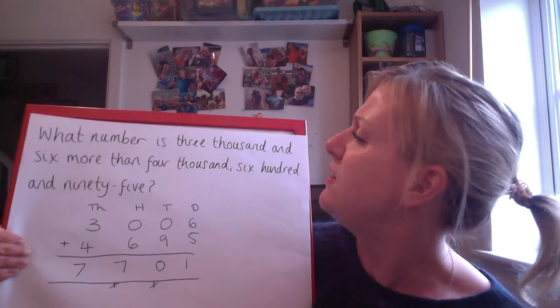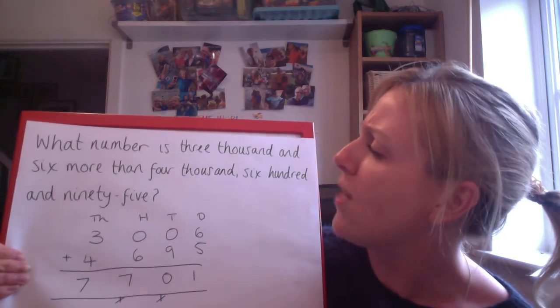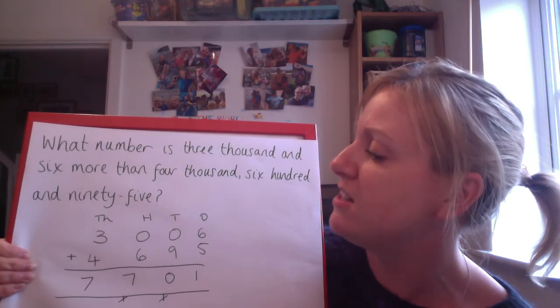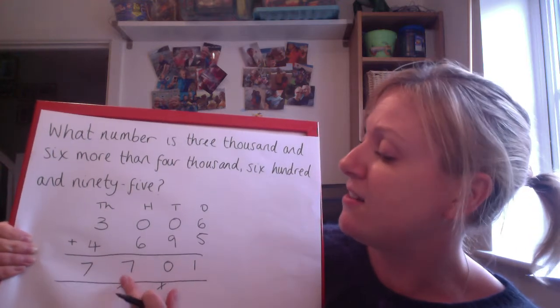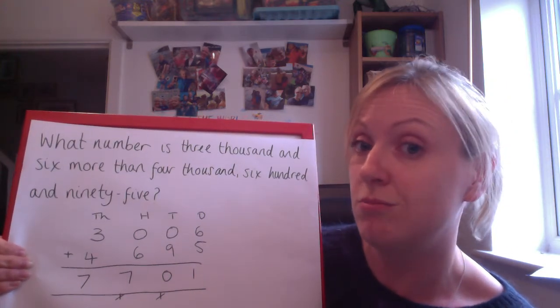So what number is 3,006 more than 4,695? It's 7,701. Well done, 4B.